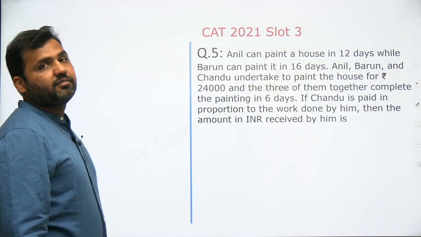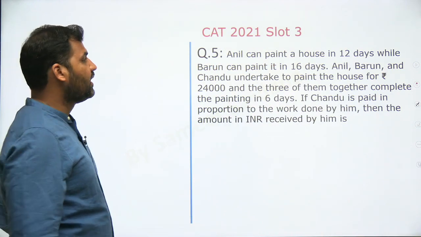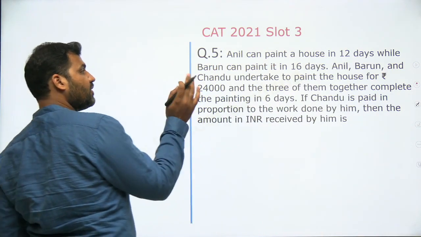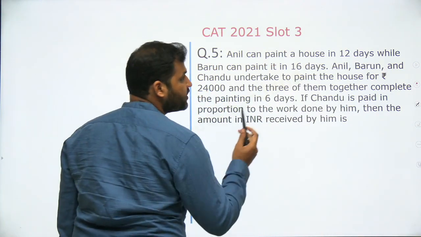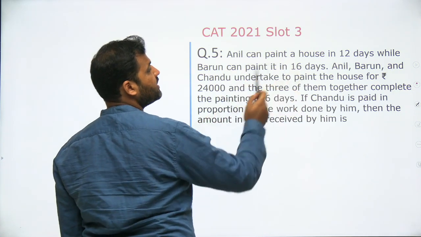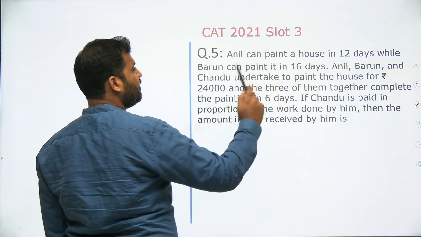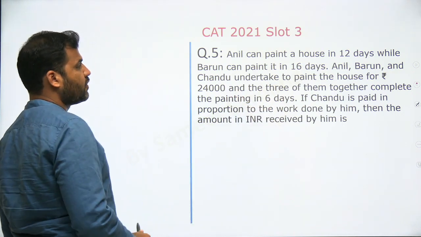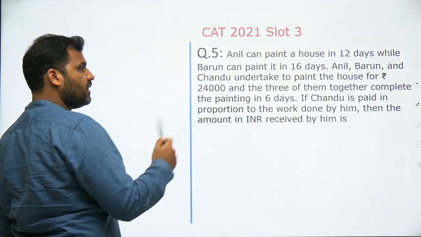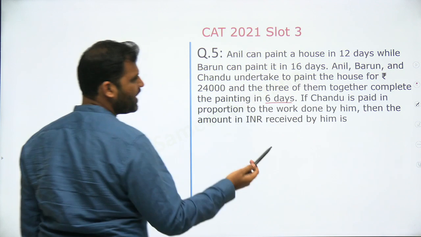Question number 5. ये weighted average नहीं है, ये normal. There's a normal question of time and work. Anil can paint a house in 12 days while Barun can paint it in 16 days. Anil, Barun and Chandu undertake to paint the house for rupees 24,000 and the 3 of them together complete the painting in 6 days. Very simple, easy question.